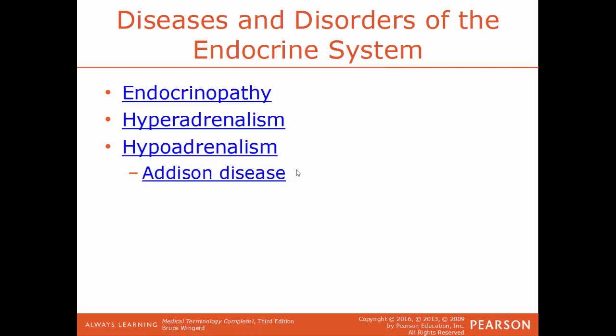See our next one, hyperadrenalism, is where you have an excessive production of hormones from the adrenal gland. And the opposite of that would be hypoadrenalism, where you have a very low amount of hormones produced by the adrenals. A very common example of this condition would be Addison's disease. This is due to the very low levels of cortisol being produced, or by producing too little aldosterone also.